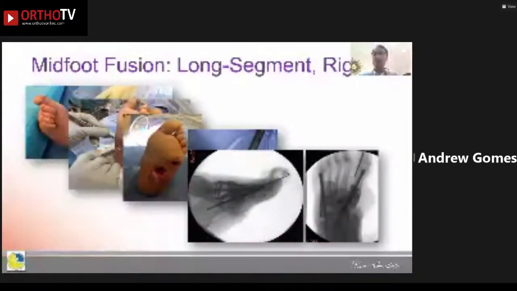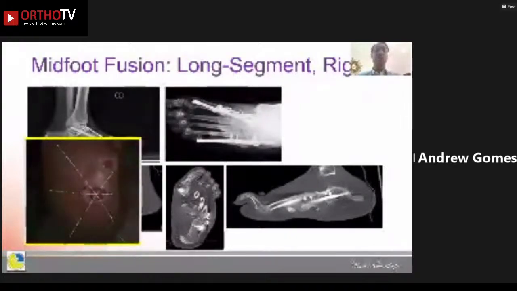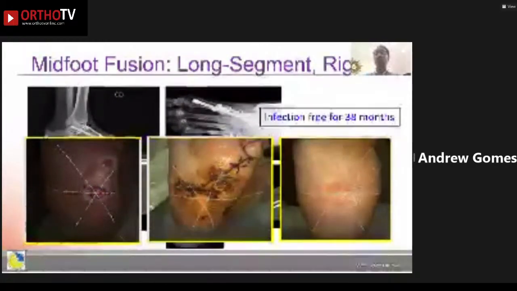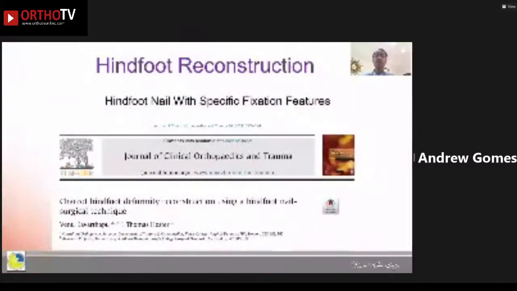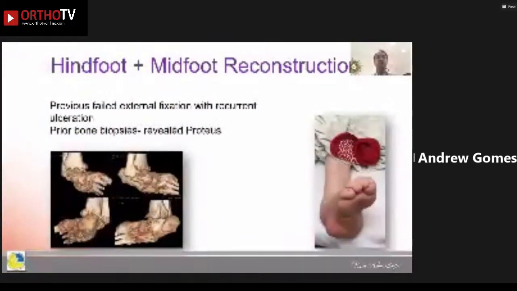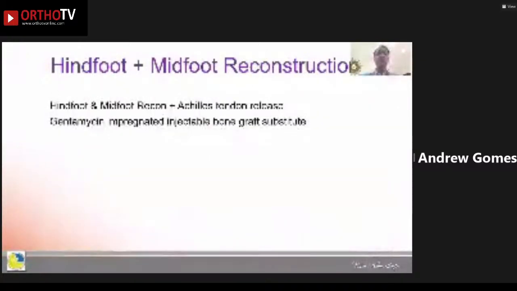Nowadays, most of this is achieved through beams, and you can see the medial and lateral column beams used in this example. And this also resulted in very predictable deformity correction. As soon as you achieve deformity correction, the ulcer heals and it stays healed, and the patient has been infection free. When it comes to hind foot, the fixation principles are exactly the same, and we have described those in this particular paper. So this is an example of hind foot plus midfoot reconstruction with previous recurrent infections from the deformity, and the patient has been load bearing along the lateral border of the midfoot.